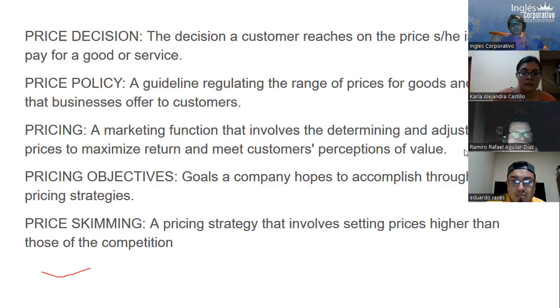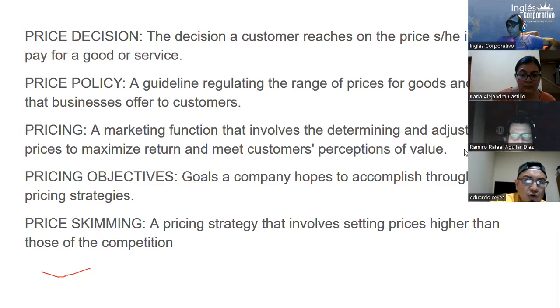So it's not just about the price, right? You need to do the math, because there are certain strategies for you to determine what is the perfect price for a product or service. So that is it. Let me see if I can find value. What is value?